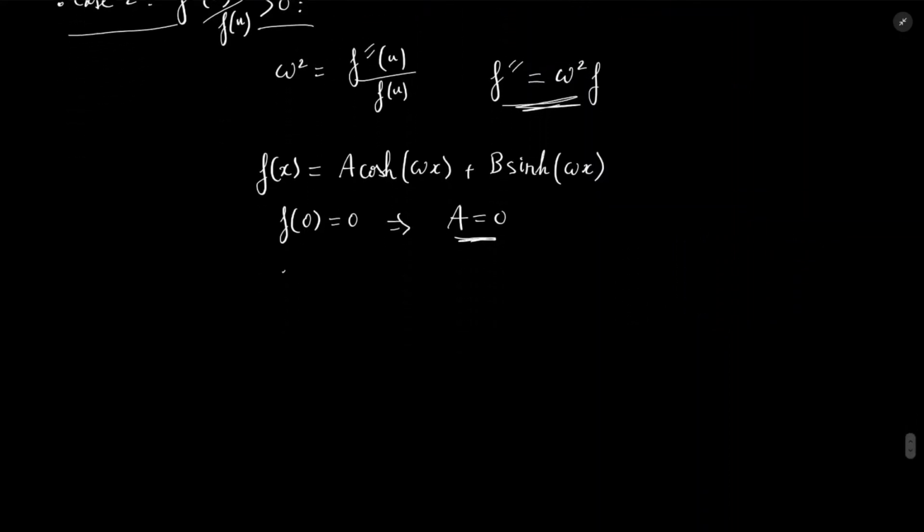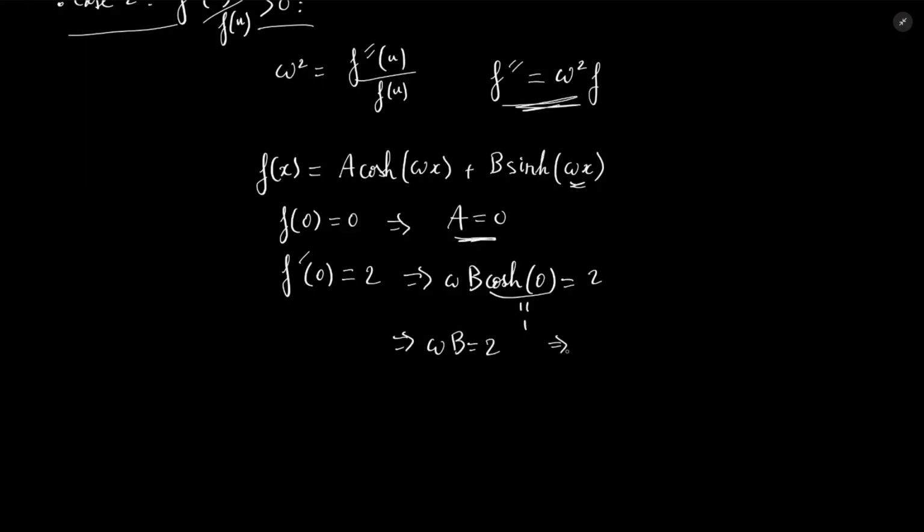Another thing is that because we have f prime of 0 is equal to 2, this implies that for B, when you differentiate the sine hyperbolic, you have a cosine hyperbolic. So B cosine hyperbolic of 0, because we differentiate it and you have omega x inside, you can write that omega B cosine hyperbolic of 0 is equal to 2. Cosine hyperbolic of 0 is equal to 1. So this implies that omega B is equal to 2, and this implies that B is equal to 2 divided by omega. So at the end, the only function that can work is actually the function f of x is equal to 2 divided by omega of sine hyperbolic of omega x.